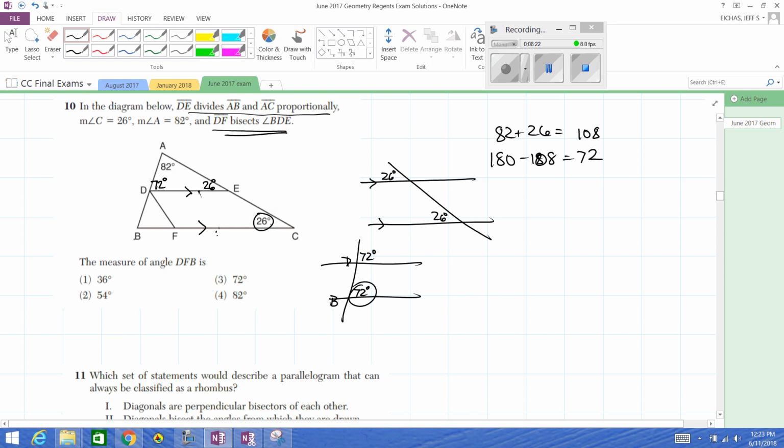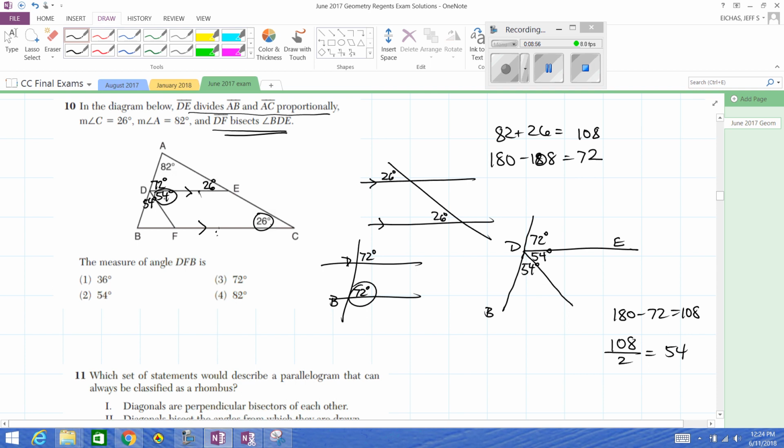Here's the key. This angle BDE. All right, let's isolate that. We've got B to D to E. All right, we know the top part of that's 72. So then 180 minus 72 is 108. And it's bisected. So 108 cut perfectly in half is going to give us 54 in each of these. Okay, so this is 54, this is 54.